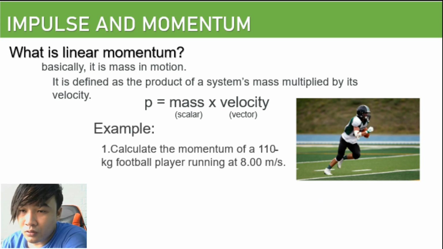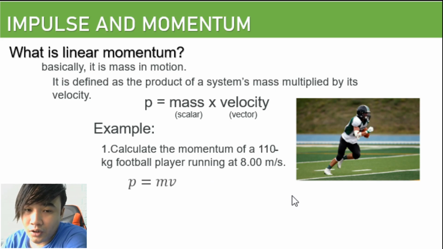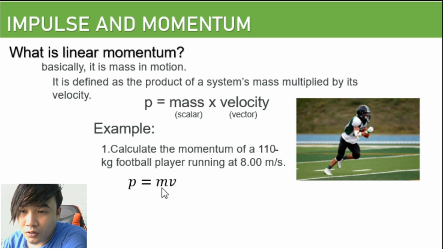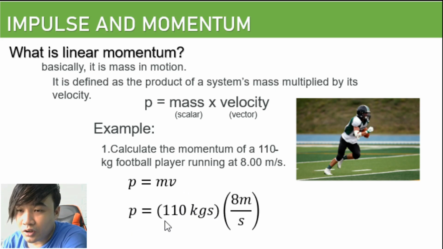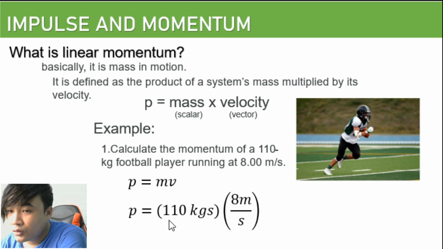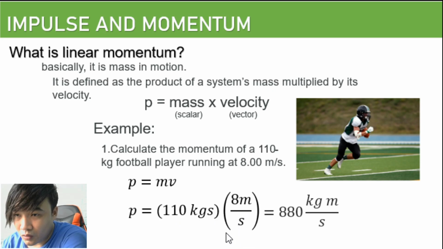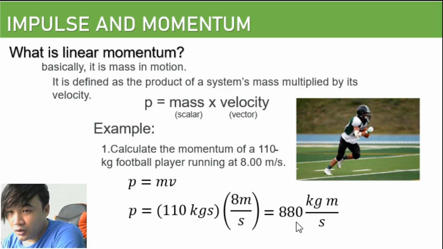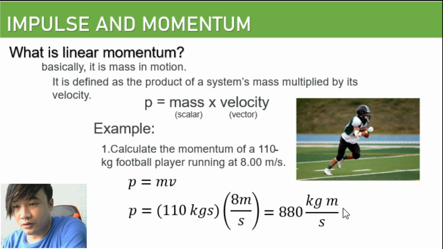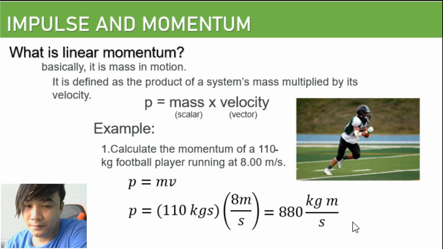For example, calculate the momentum of a 110 kg football player running at 8 meters per second. So simply, P is equal to mv, then substitute nyo lang, direct sub. 110 kilograms times velocity is 8 meters per second. So meron tayong 880 kilogram meter per second.